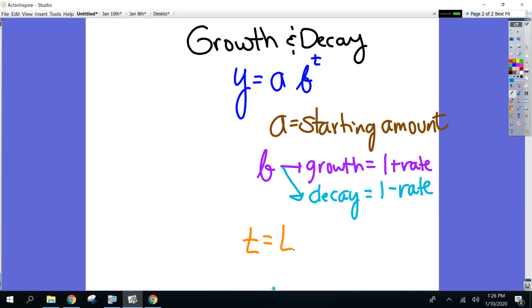Time. That's why I call it T instead of X. That's the time. That's for any growth or decay problem.